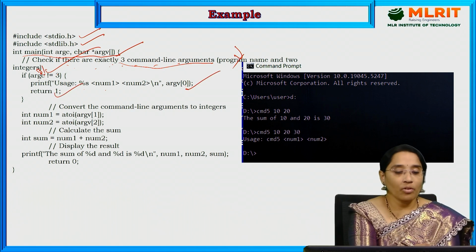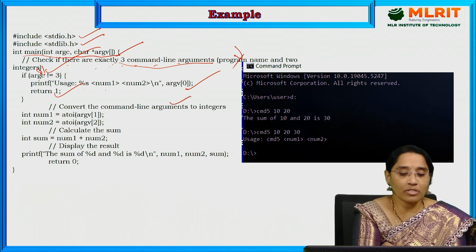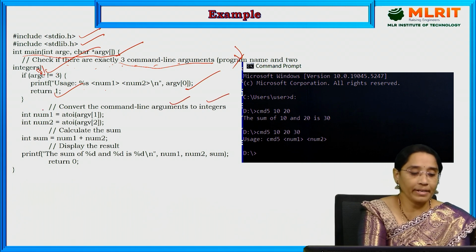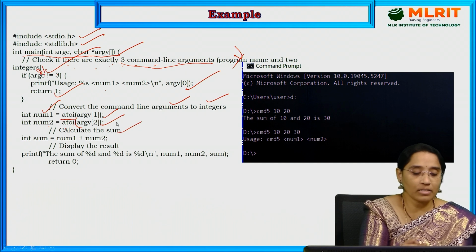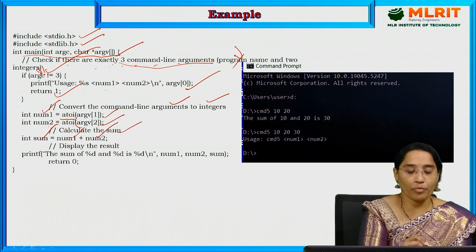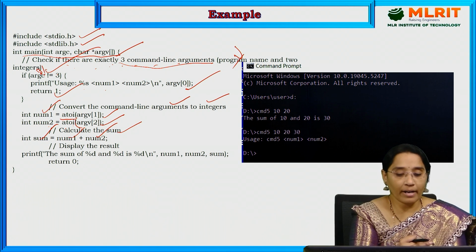Now we are converting the command line arguments to integers. int num1 equals atoi argv of 1. Next, int num2 equals atoi argv of 2. Now calculate the sum: int sum equals num1 plus num2. We have taken two variables here, num1 and num2, and we are adding the two numbers.